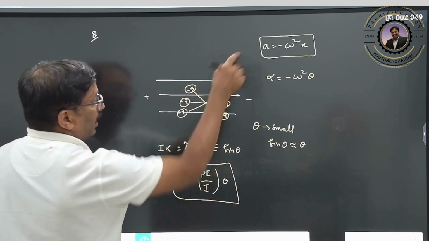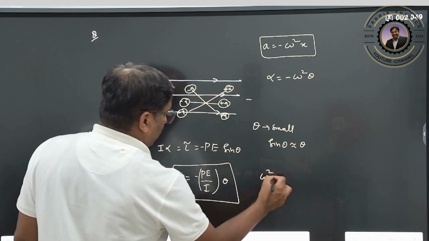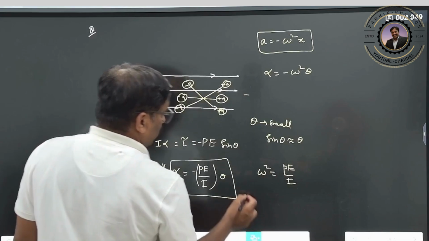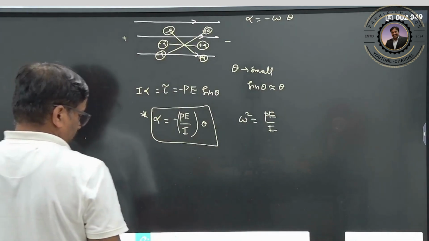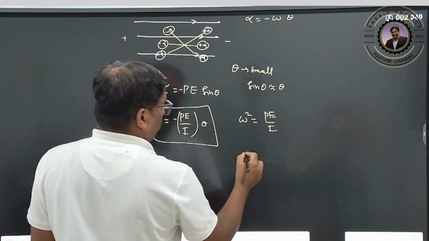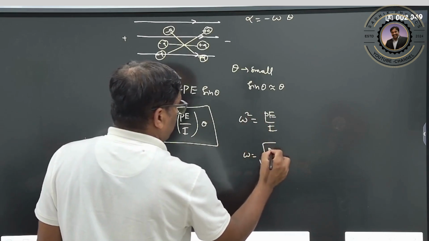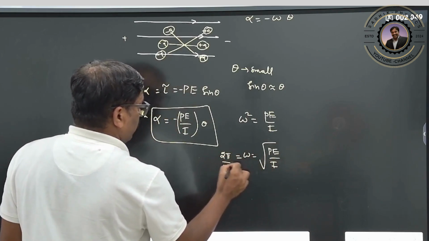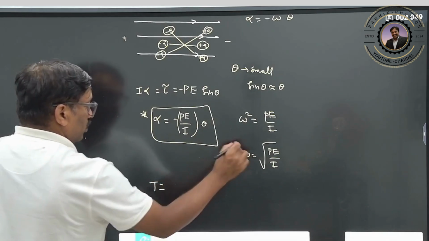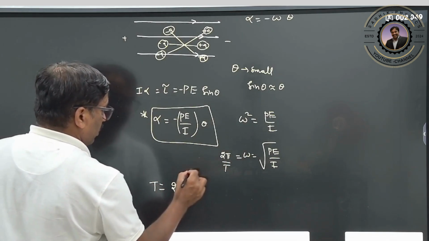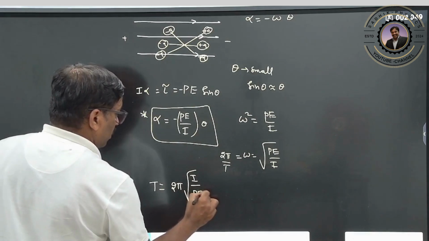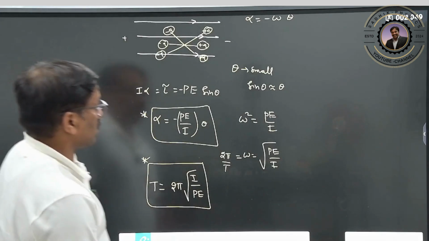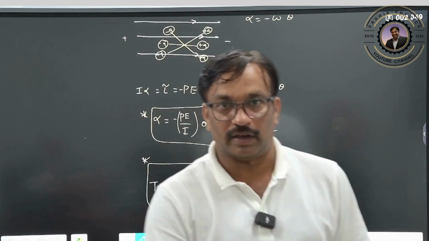So by comparing this, omega square is equal to PE by moment of inertia. So omega is equal to root of PE by I. This is nothing but 2 pi by T. So T is equal to 2 pi into square root of I by PE. This is the time period of a dipole if it is oscillating in a uniform electric field.